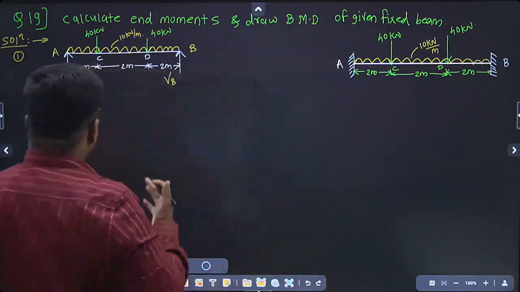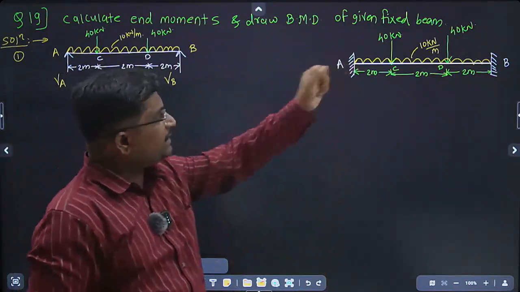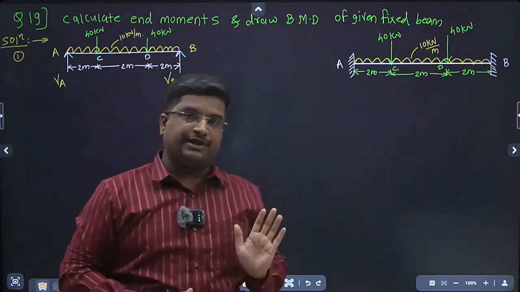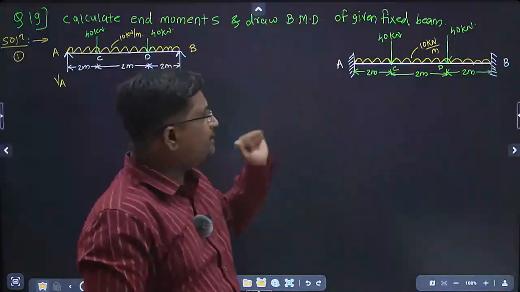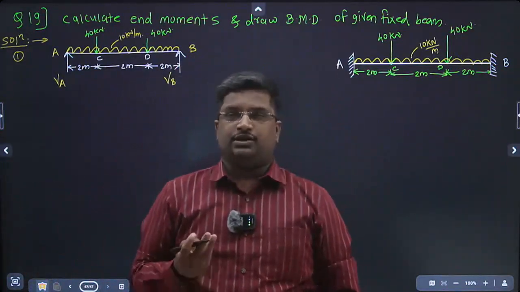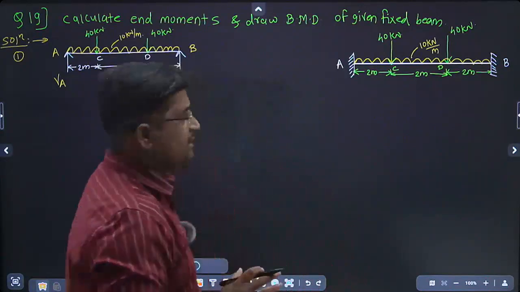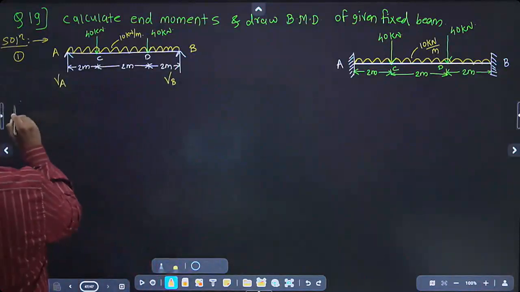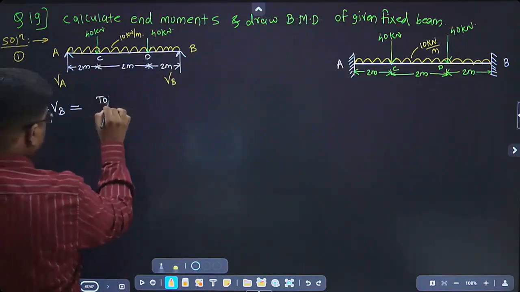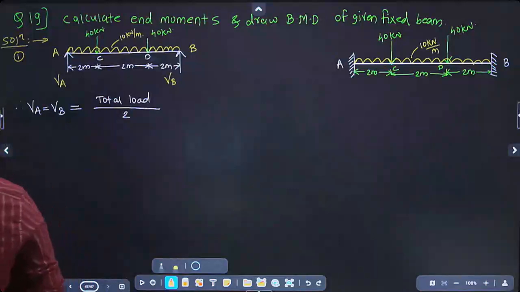Okay, now find out VA and VB. I have told you, if the beam is symmetrically loaded, then it is a very easy task to calculate the support reactions. When the beam is symmetrically loaded, there is no need to apply algebraic equations like summation moment, summation Fy. You can directly calculate the support reactions. What is the formula? VA is equal to VB is equal to total load divided by 2.